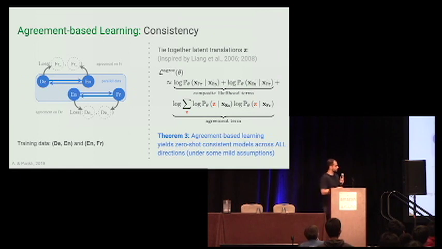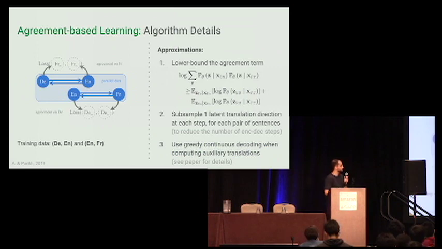Right. So the only thing that is missing is how are we going to go about computing this term, because this is a sum over all possible latent translations, which is pretty much intractable. So we have to make some approximations. The approximations that we make are fairly straightforward. So one of them is the Jensen's inequality. So we'll lower bound this term.